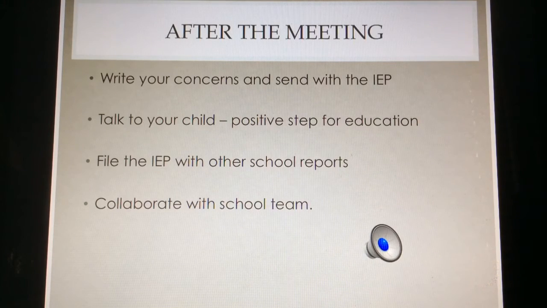Remember, you play an important role on the school team. Teach your child self-advocacy and advocate for your child if he or she is too young or unable to self-advocate. Remember, you and the school team have a common goal to provide your child the best way to achieve his or her educational needs.